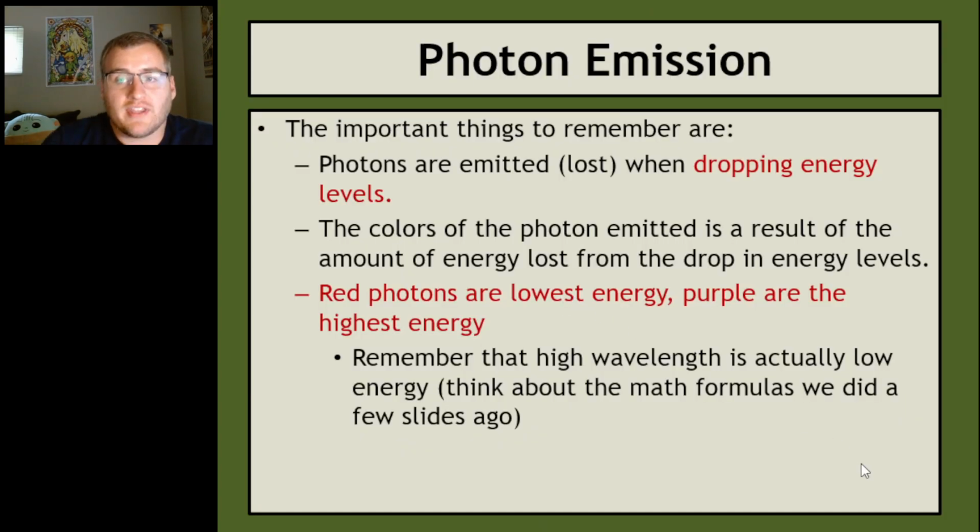Okay, the important things to remember are photons are emitted or lost when dropping energy levels. The color of the photon emitted is the result of the amount of energy lost from the drop in energy levels. Red photons are lowest energy, purple are the highest. Remember that high wavelength is actually a low energy. Think about those math formulas and how they relate to each other.